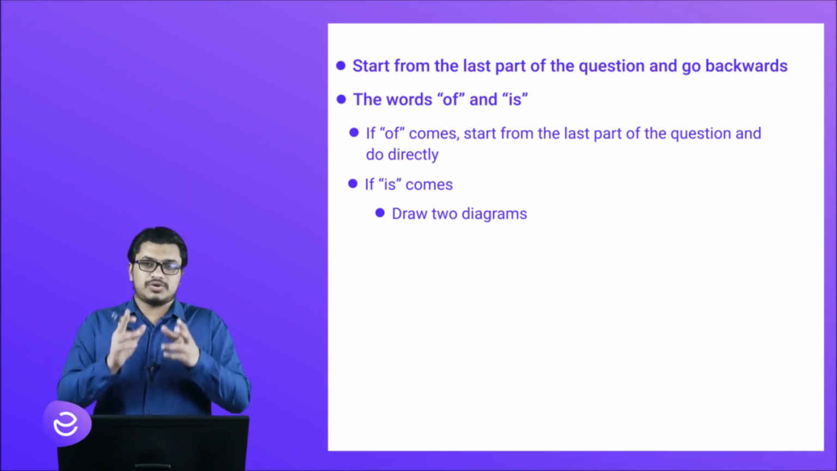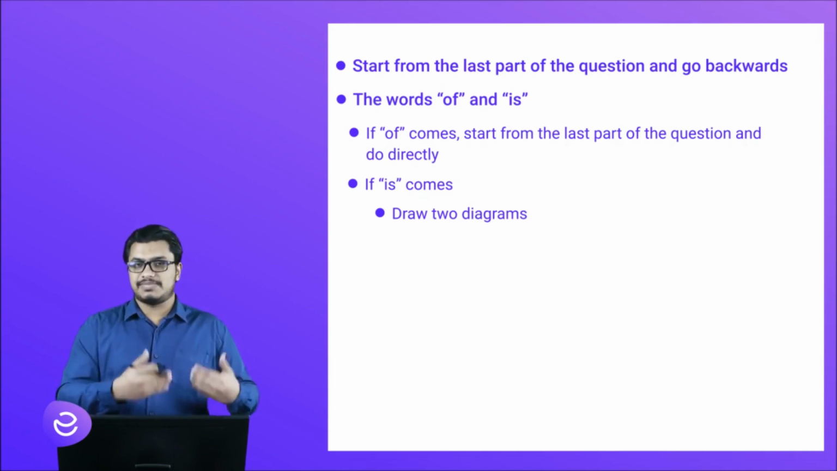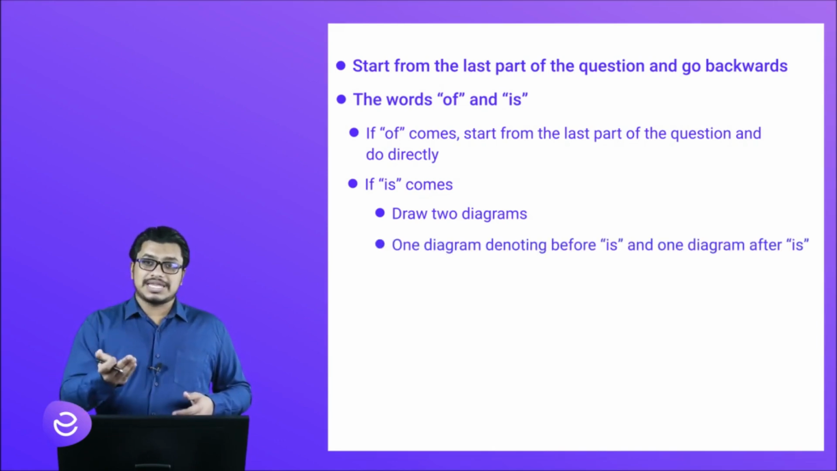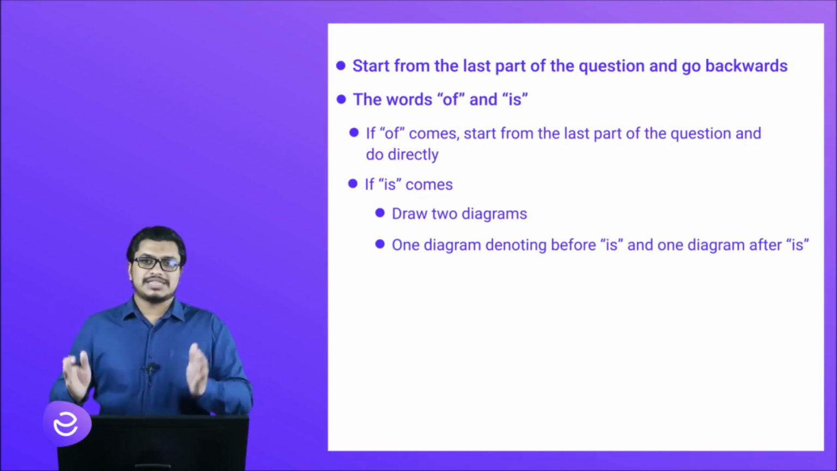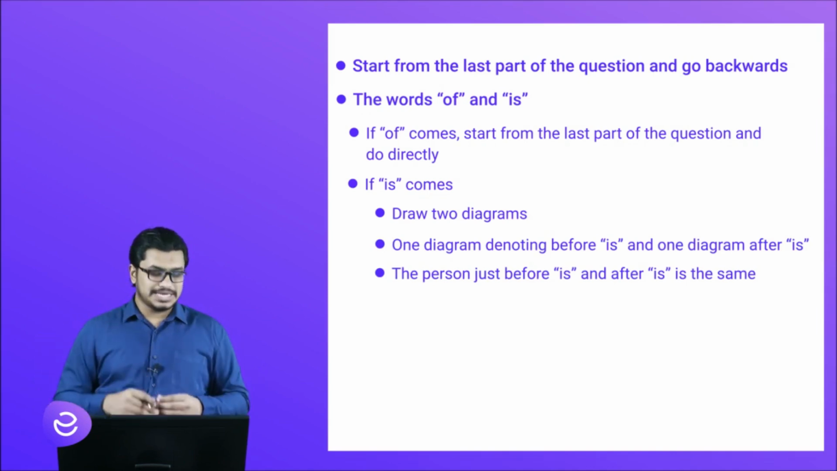And one more thing you'll have to keep in mind, it might get confusing for you, but while doing the questions it might get simpler as we do the sample questions. One diagram, as I said, denoting before the "is" part and one diagram after the "is" part, and then we'll have to combine these two diagrams, and then we'll get the answer.